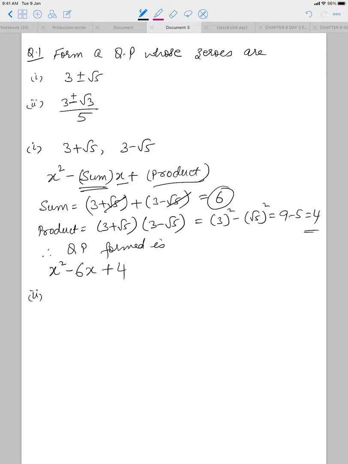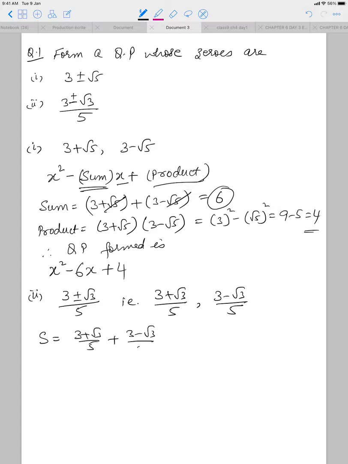Now the second one is the zeros are given to be 3 plus minus root 3 upon 5. That means the two zeros are: one is 3 plus root 3 upon 5, the other is 3 minus root 3 upon 5. So now what is the sum of the zeros in this case? 3 plus root 3 upon 5 plus 3 minus root 3 upon 5, which will give you 3 plus root 3 plus 3 minus root 3 upon 5. We'll take 5 as the LCM. This and this will get cancelled and we're left with 6 by 5.